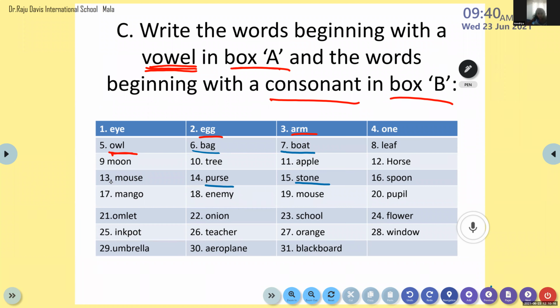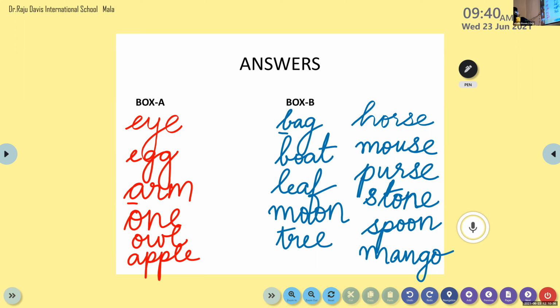Mango. Mango. Okay, very good. In which box do we have to write? B. Very good. Please write it in box B, all of you. Mango. M-A-N-G-O. Mango. All of you, please write it. Yes, Andrea. Very good.